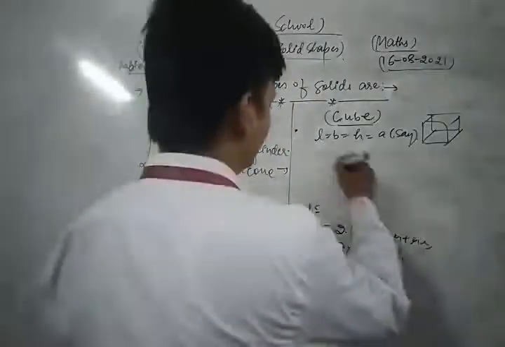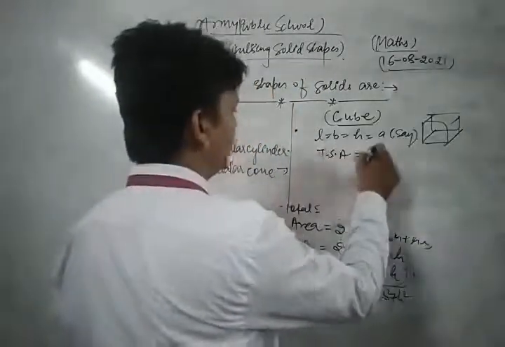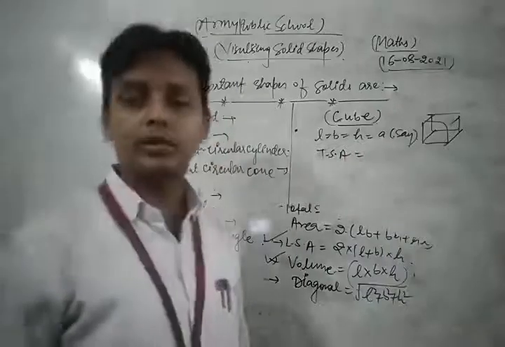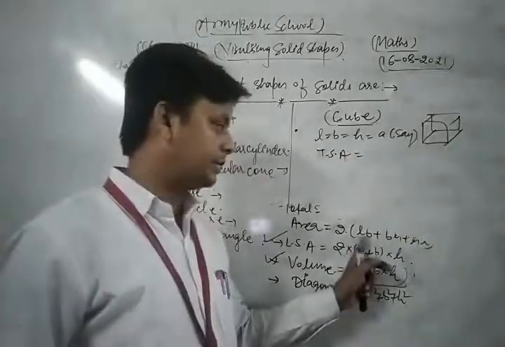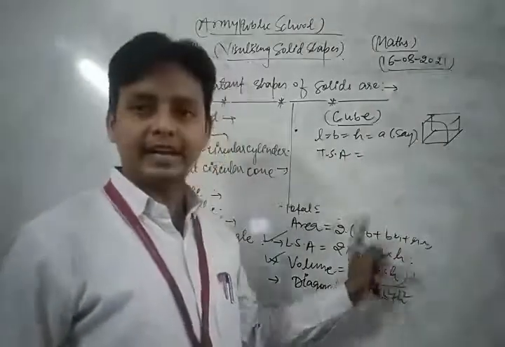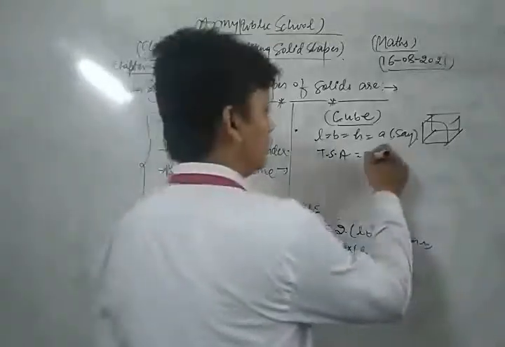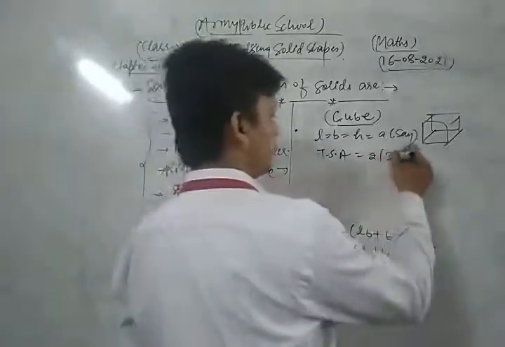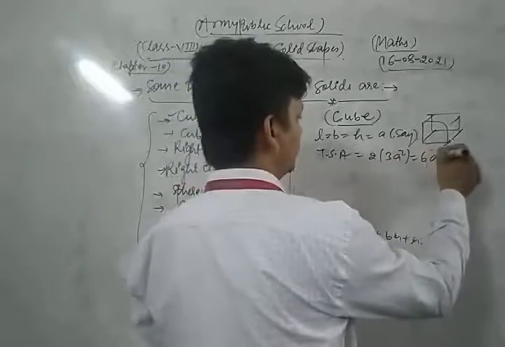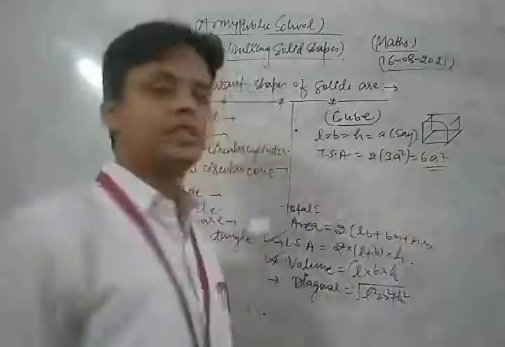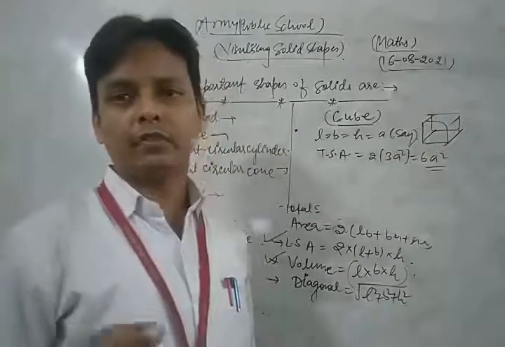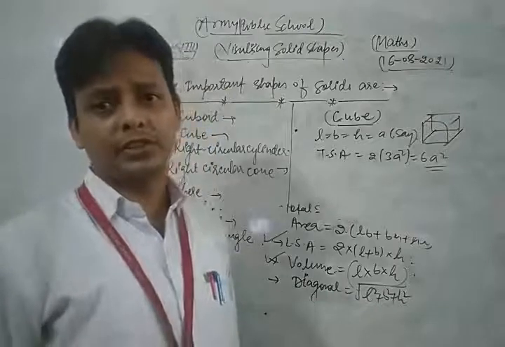Now, the first formula related to that is the total surface area of a cuboid. Therefore, what is the total surface area of a cube? We put L as a, B as a, and H as a, then we get 2 into a square plus a square plus a square, that is 3a square, that is 6a square. Means 6 into side square. This is the formula for the total surface area of a cube.